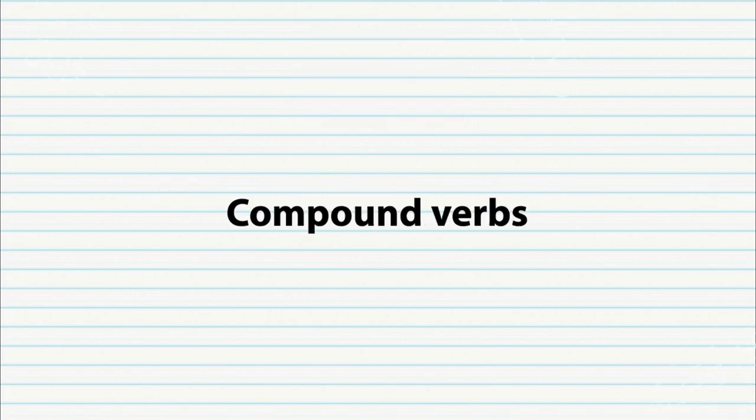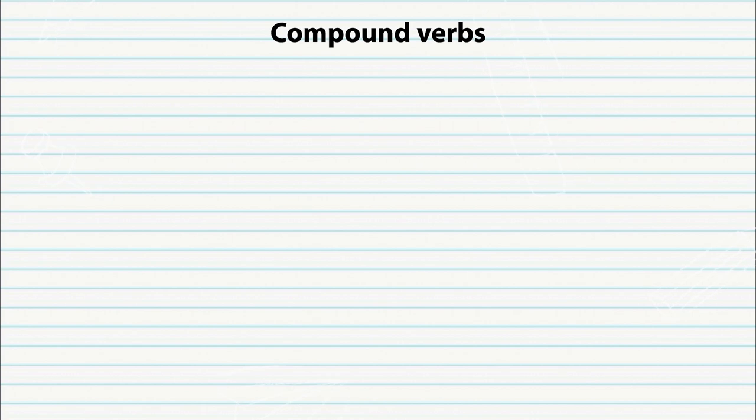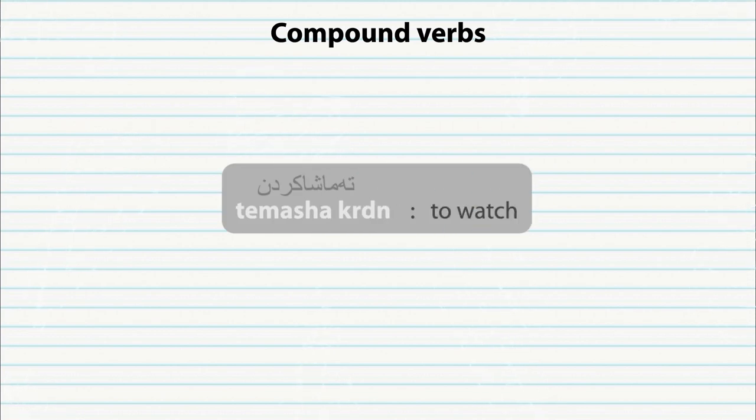Compound verbs. Compound verbs are very common in the Kurdish language. They are made by combining a noun and a verb together. For example, to watch, tamasha kirdin. Tamasha means look, kirdin means to do looking or to watch.